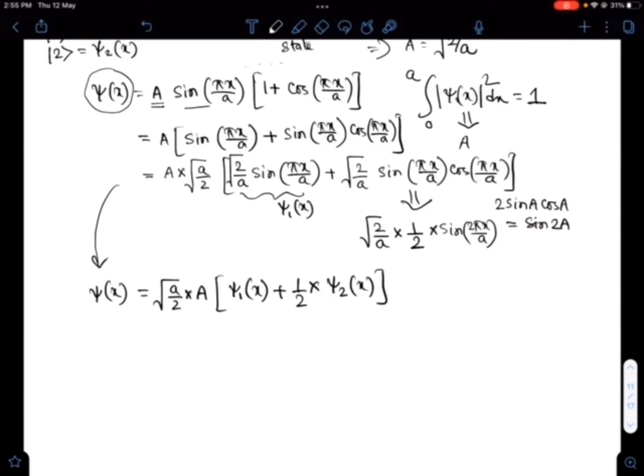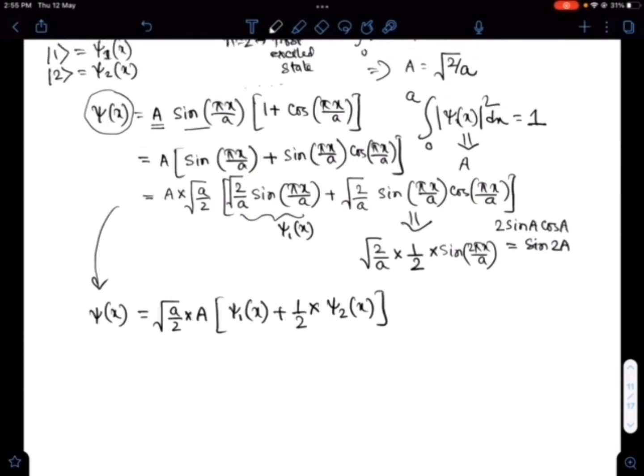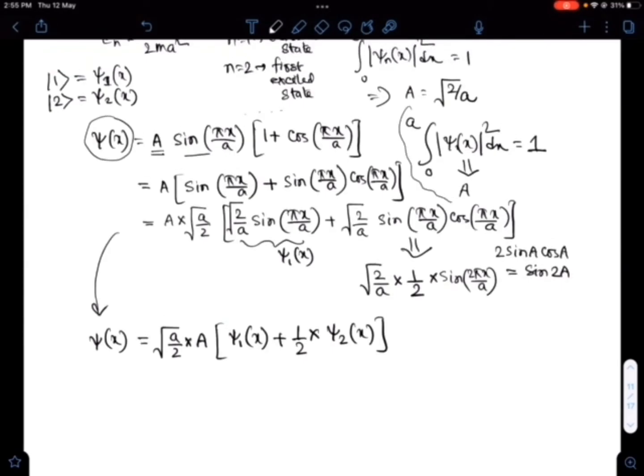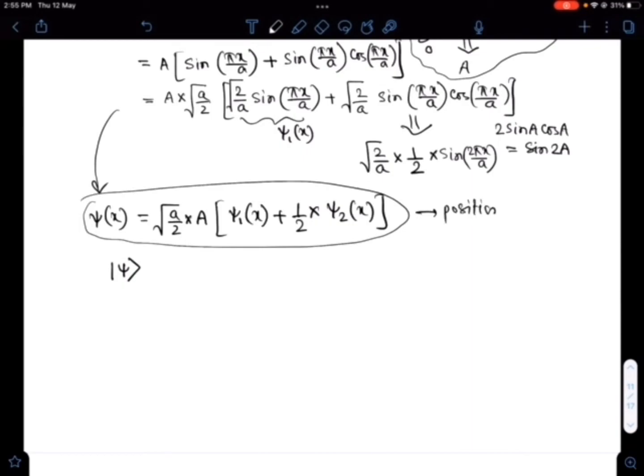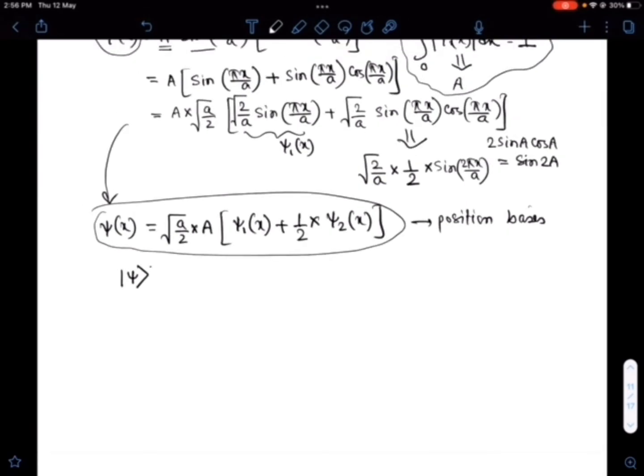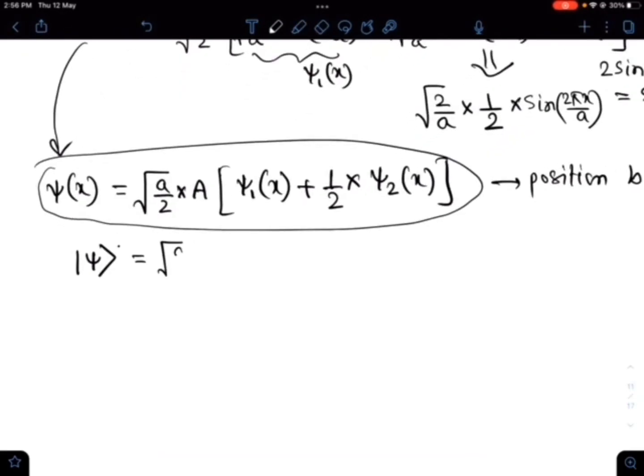So this is a standard trick, or you can do this by integration, but it will be a little bit hectic. So in bracket notation, this expression is in position basis, but when we write bracket notation, there is no basis. If we project this in position, it will be in position basis. So in bracket notation we can write this as root over a by 2 into a, let us write this as |1> plus half |2>. So this is our given wave function.